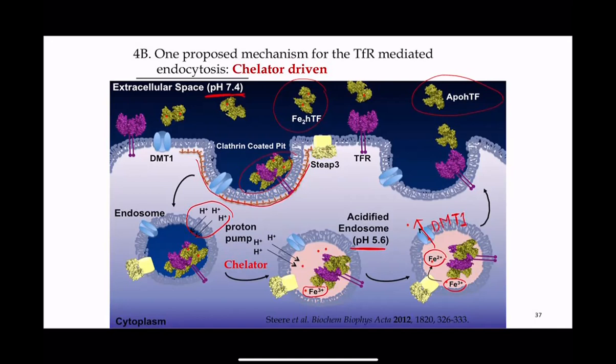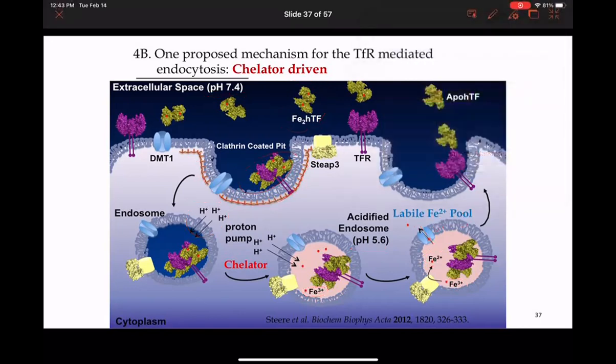Here's the divalent metal transporter as depicted in that endosome. So that is the chelator-driven process. Chelator coupled with acidification. So then you get that iron released into the cellular environment, and it transiently forms what is referred to as a labile iron pool. All right, what does labile iron pool mean? What do you think?